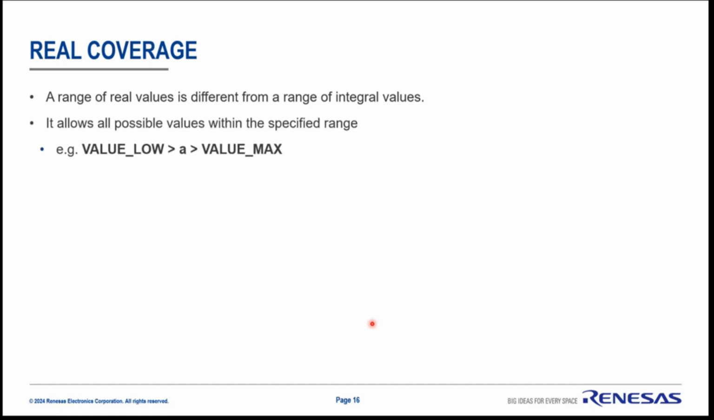The language allows us to cover a range of real values, but we need to remember that a range of real values is different from a range of integral values, because within a range we have all possible values within that specified range. So it's possibly an infinite amount of numbers that could go within that range. There is a covergroup option, real interval, which defaults to 1, which defines this partitioning on a range of bins.